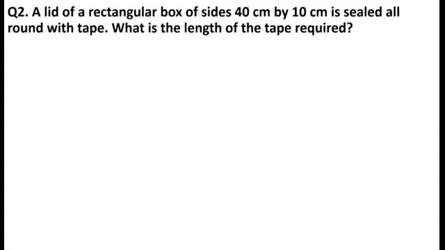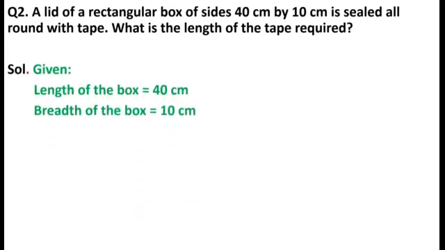Next one: the lid of a rectangular box of sides 40 centimeter by 10 centimeter is sealed all round with tape. What is the length of the tape required? Let us see what is given in the question. A rectangular box is given, so we have length 40 centimeter and breadth 10 centimeter.